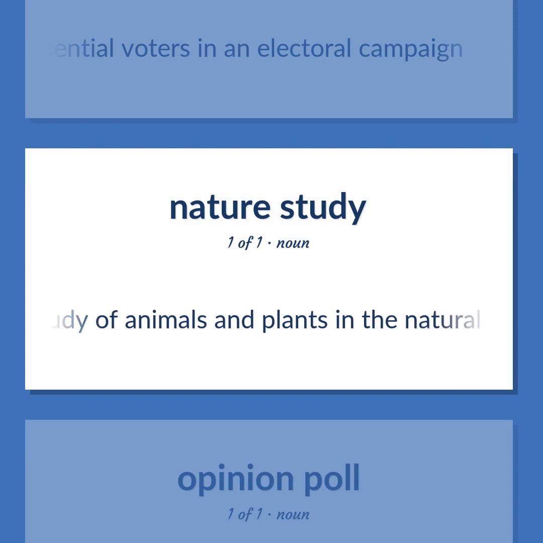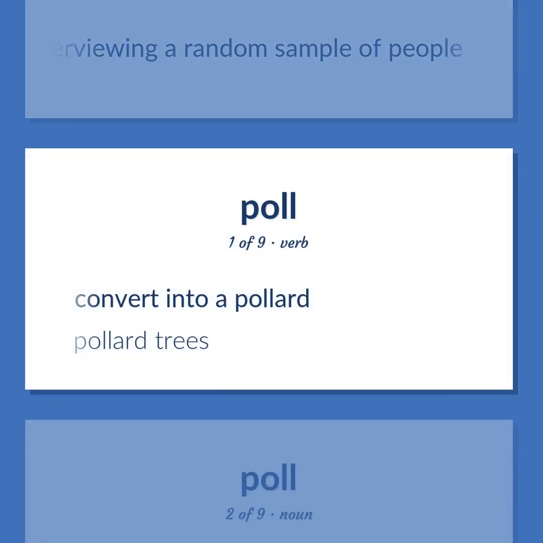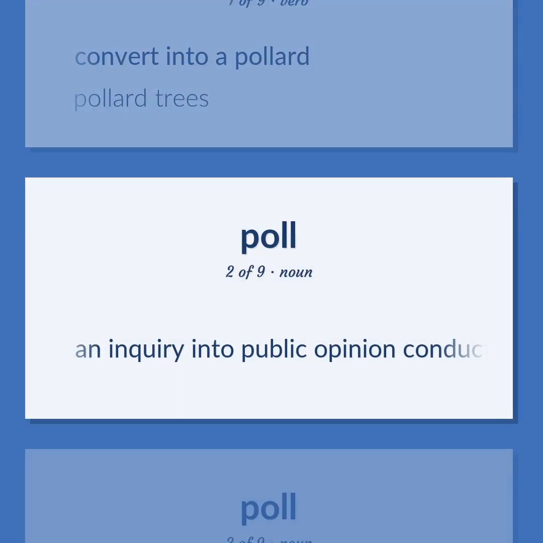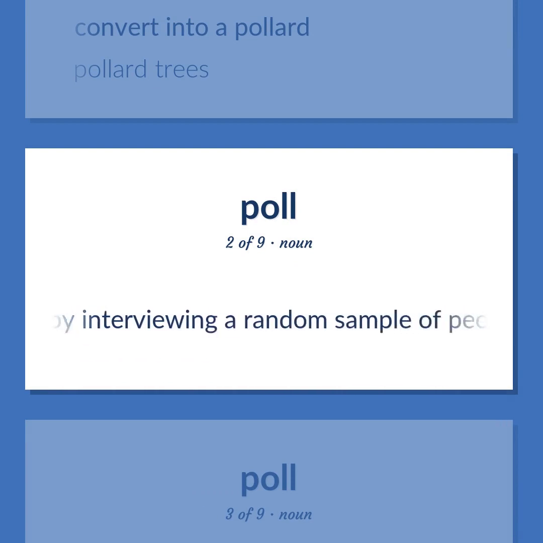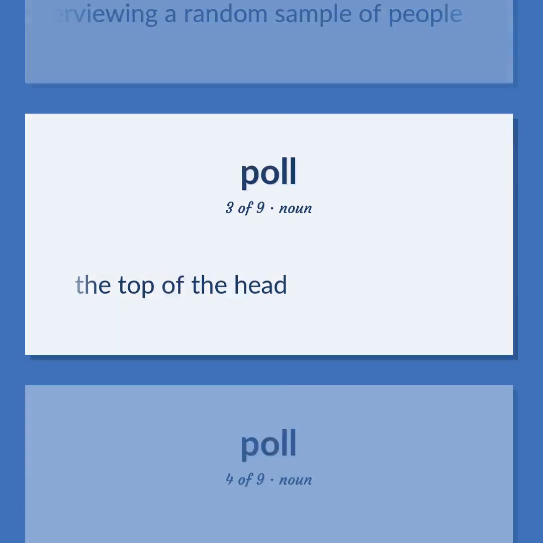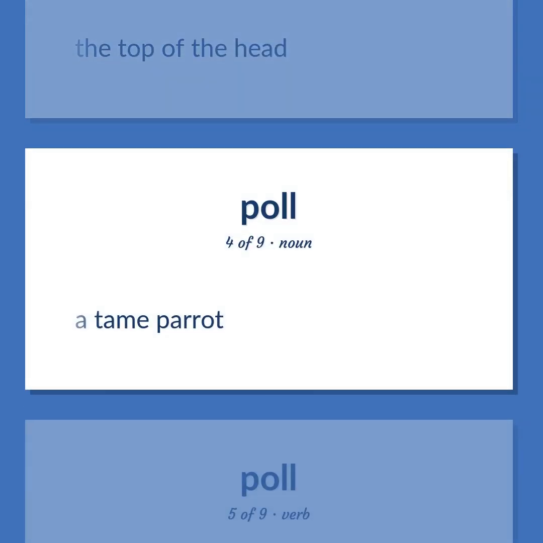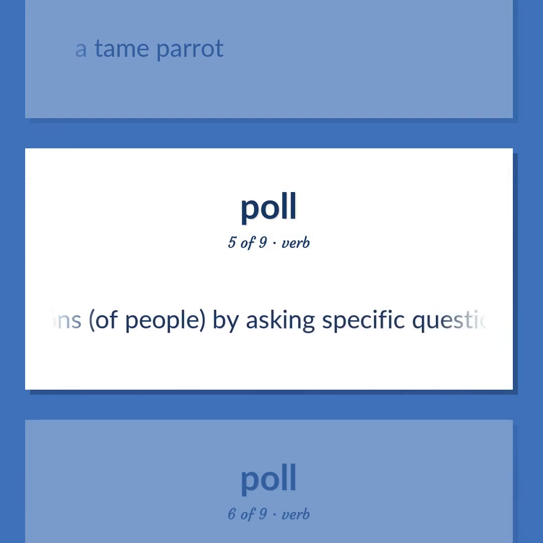The study of animals and plants in the natural world, usually at an elementary level. An inquiry into public opinion conducted by interviewing a random sample of people. Convert into a pollard. Pollard trees. The top of the head. A tame parrot. Get the opinions of people by asking specific questions.